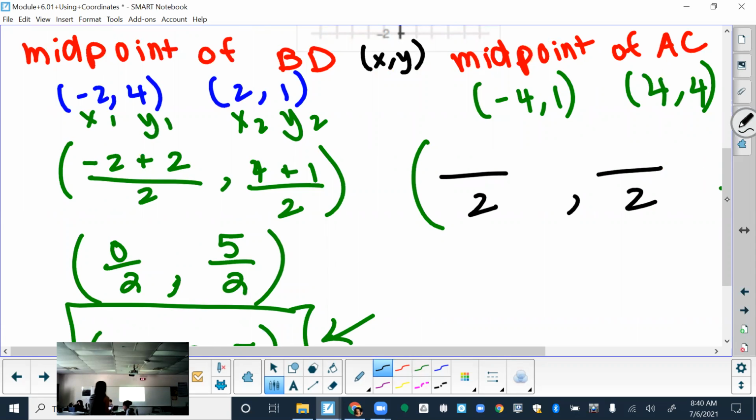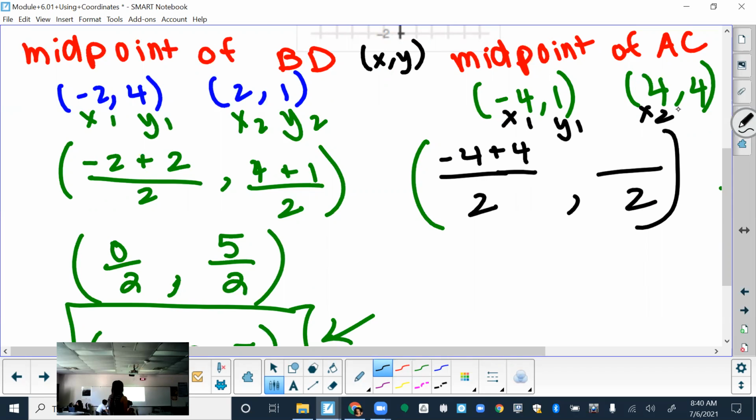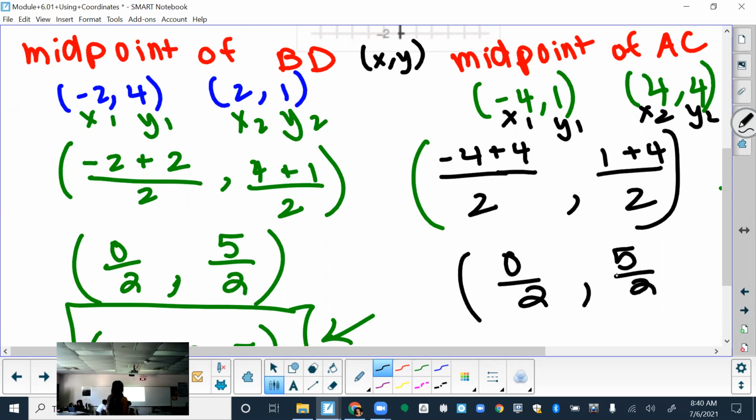All right. Denominator is always 2 according to the formula. Numerators for the first one should be you adding your x1 and your x2 together. So -4 plus 4. All right, your second fraction should always be you adding your y1 and your y2 together. So 1 plus 4. Simplify it. What's -4 plus 4? 0. Good. Over here, 1 plus 4 is 5 over 2.